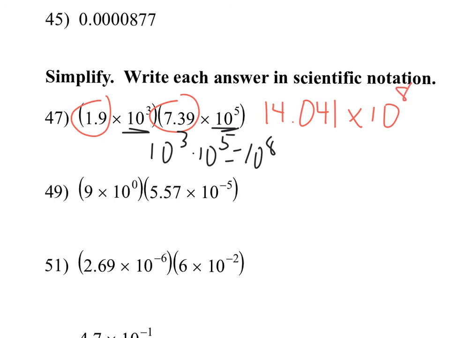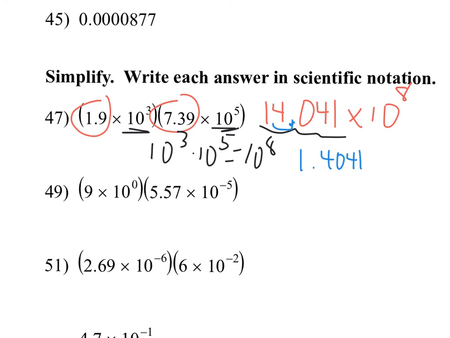Now, it looks like that number's in scientific notation, but we have one issue with it. This number out in front right here is not between 1 and 10, and that's the rule in scientific notation. So you got to do some adjusting of your decimal and your exponent. So I'm going to take this decimal point and move it over. It's 1.4 and then 0.41. Okay, so we're making it between 1 and 10.